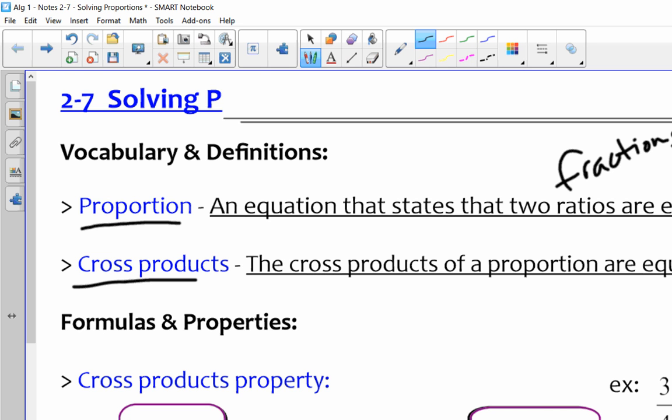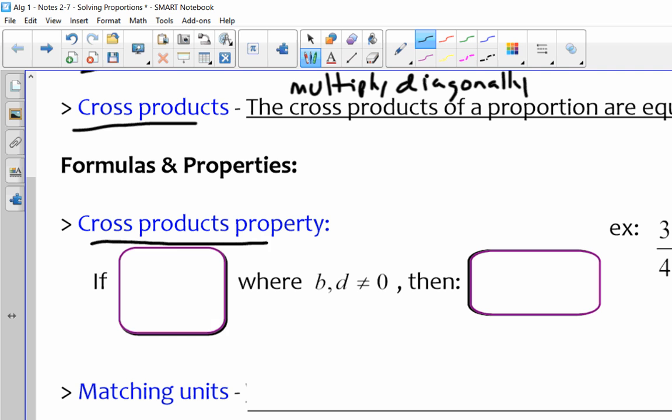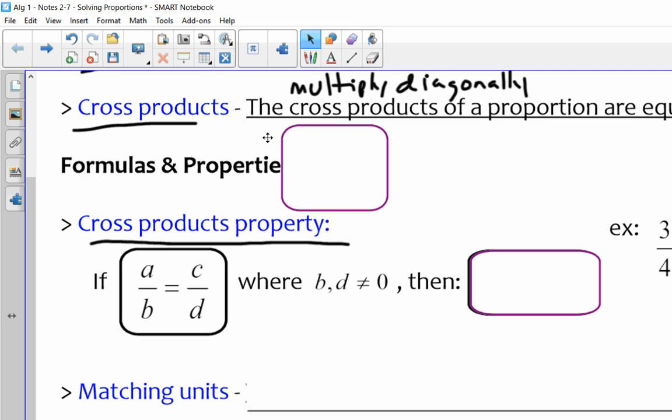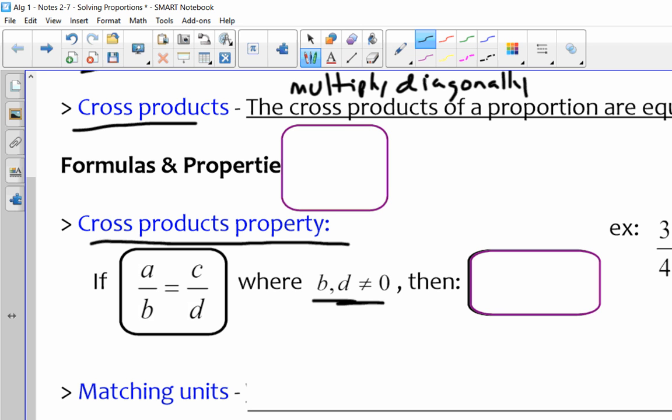Cross products is you're going to multiply diagonally between the two fractions. So you'll hopefully see that in a second. Okay. If you go ahead and write cross products property, and if you could write this, these are two ratios. Each fraction is a ratio, and when they're equal to each other, that creates a proportion. Okay. We have to do this little disclaimer down here at the bottom that neither one of the denominators can equal 0 to make this work.